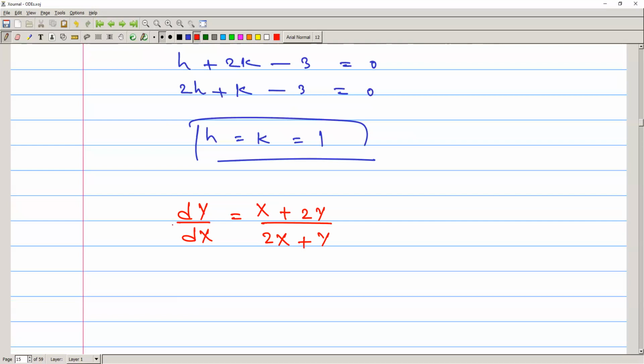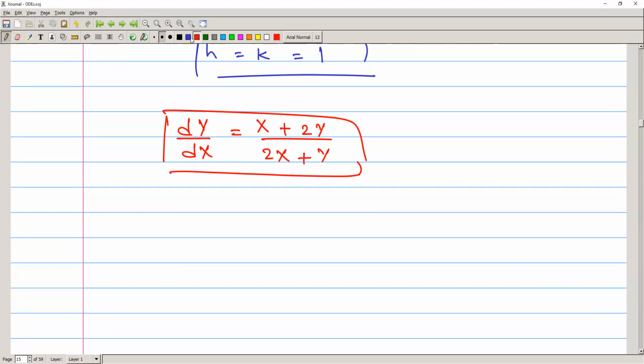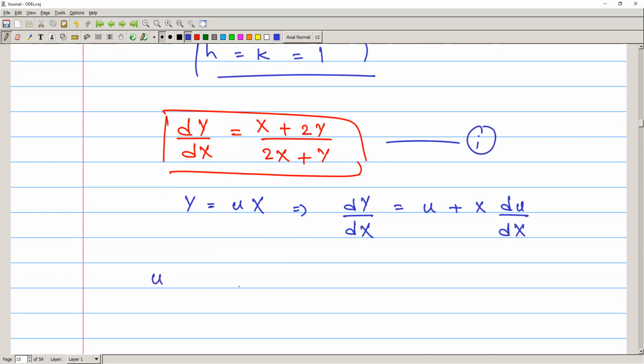Now we can see that this equation is a homogeneous equation. All right, so now again we will use the similar substitution that we used in the homogeneous equation, that y is equal to ux, which implies that dy over dx will be equal to u plus x du over dx. All right, so substitute in the equation. Let's say it's equation 1.